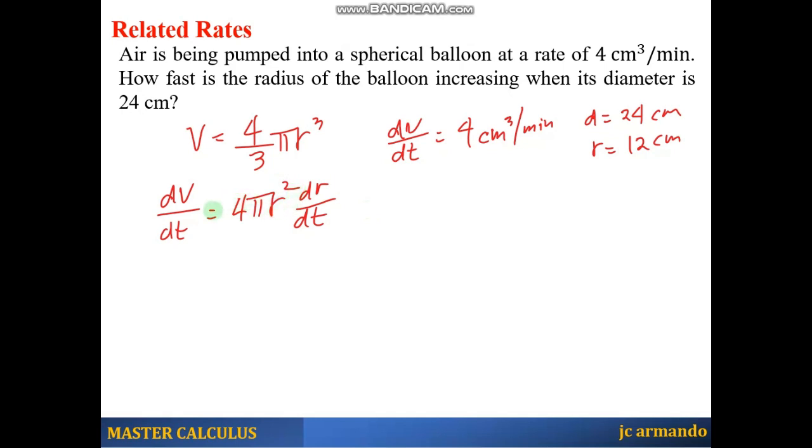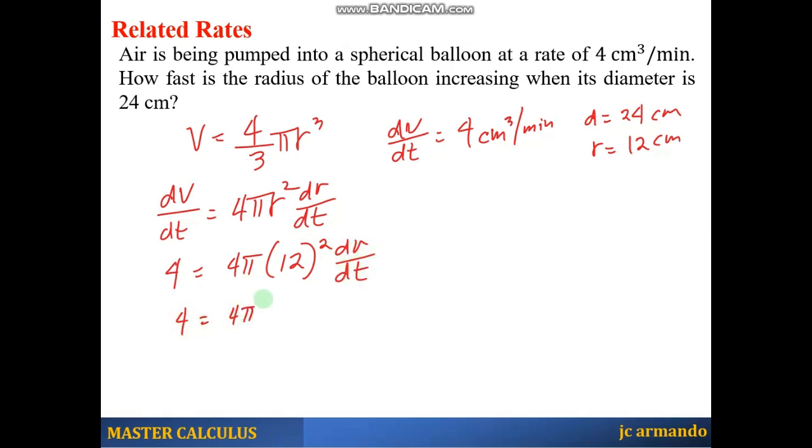Okay, so we have, check ulit natin, derivative of V, dV/dt, then 4/3 times 3 is just 4 pi r, 3 minus 1, 2, dr/dt. So, substitute lang natin yan. So, dV/dt is equal to 4. Then, 4 pi, anong r natin? Is 12. 12 squared dr/dt.